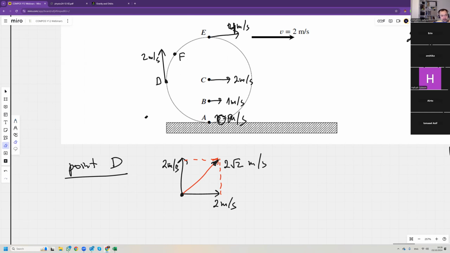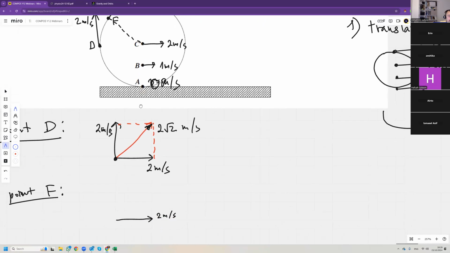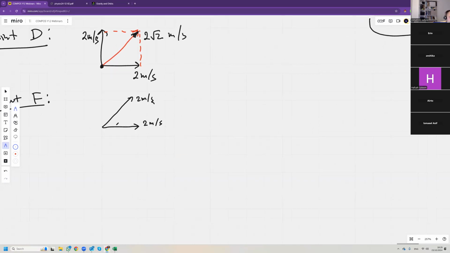The next part is F. Now F is trickier. Point F. So we are considering the two types of motion. Once again, we're considering the linear translational movement of the wheel. So that's 2 meters a second. And now F, it's a 45-degree angle, and it is moving like this, which is also 2 meters a second. You need the total, and this angle is 45 degrees, so you need to use the parallelogram rule to find this.